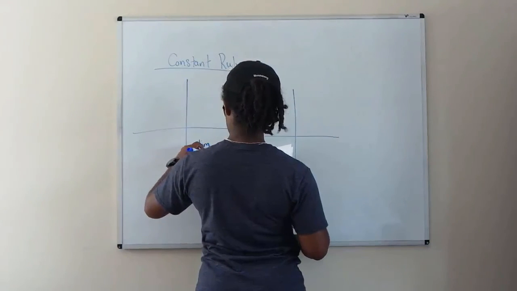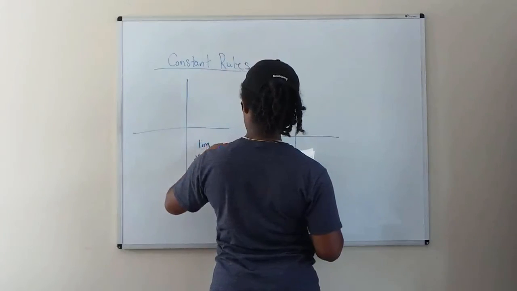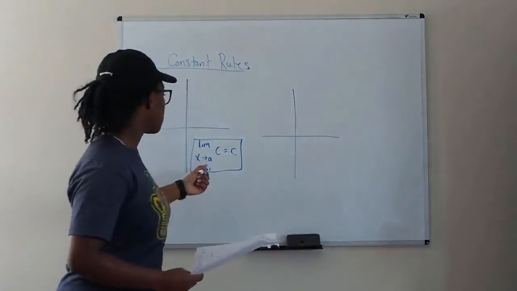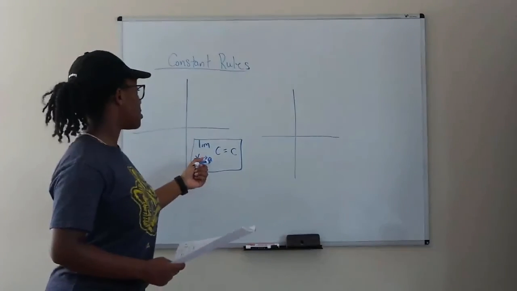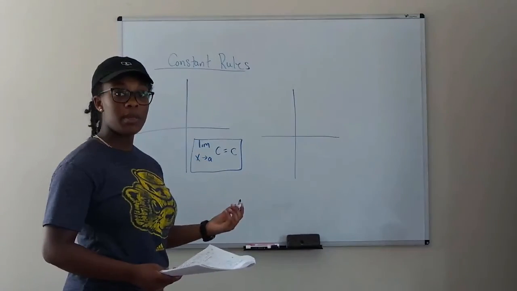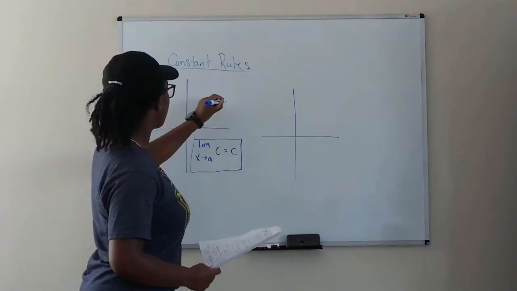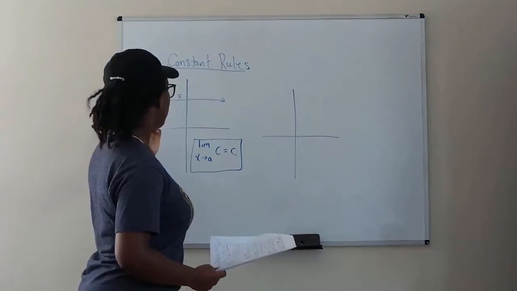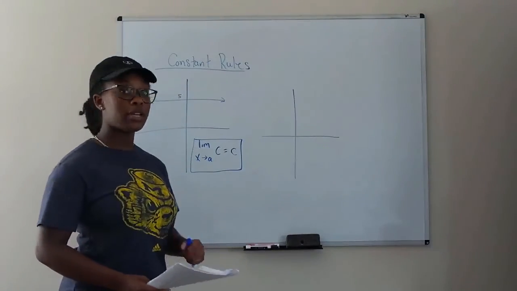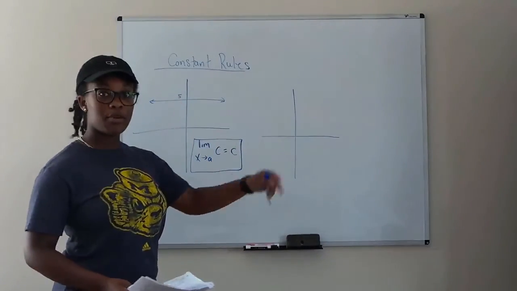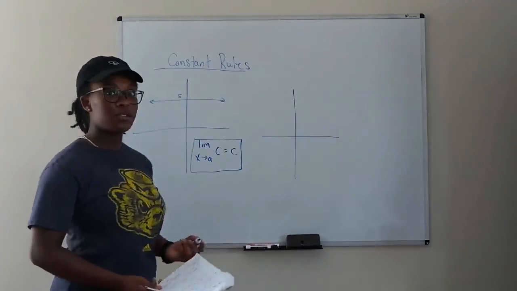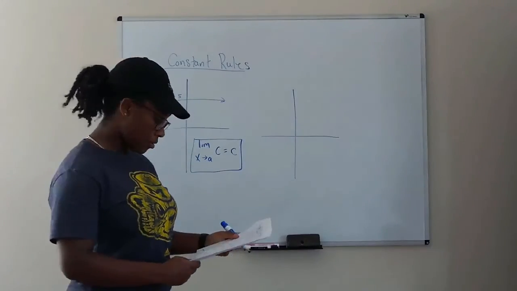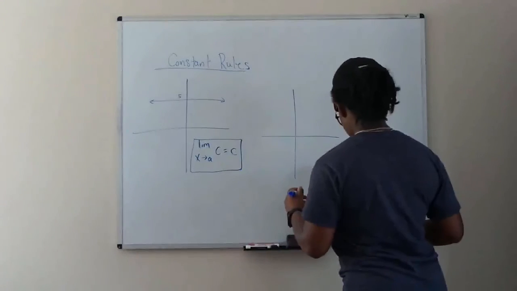So this first constant rule just states that if we have the limit as x approaches c, or x approaches a, of a constant, it's just going to be equal to that constant value. So let's say we have this random value 5. If x is approaching it, no matter how far in either direction you go, 5 is just always going to be 5. So that's kind of the logic behind that limit rule.